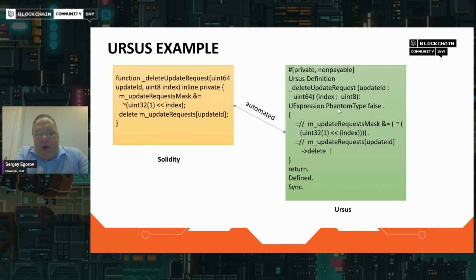Both the Ursus language and all the translators were developed by our team and are fully automated. You can see that in general the syntax is pretty similar, not identical but pretty close to each other. And even more, you can do back translation from Ursus to Solidity, which theoretically lets us write the code in Ursus. There are even some reasons to do it, but so far nobody has actually done it. So, moving on.